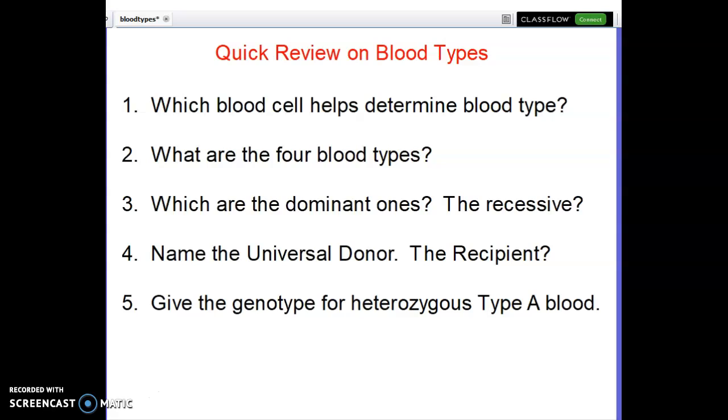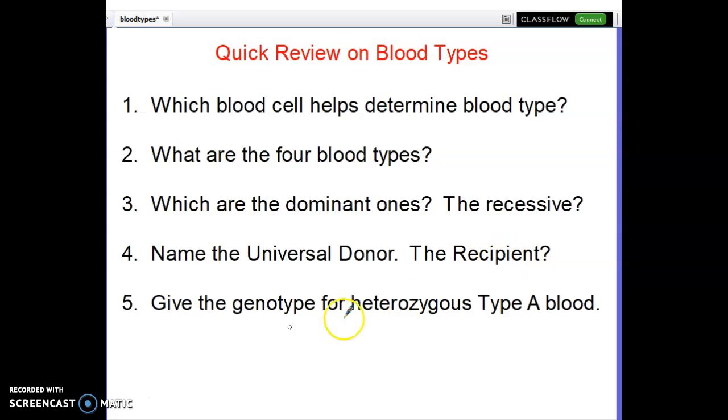All right, so just a super quick review here. Which cell helps you determine blood type? That's the red one. The 4 blood types are A, B, AB, and then O. Dominants are the A and B. The only recessive one is O. The universal donor is type O. And the universal recipient, I think these guys are sitting pretty because they can get any kind of blood.